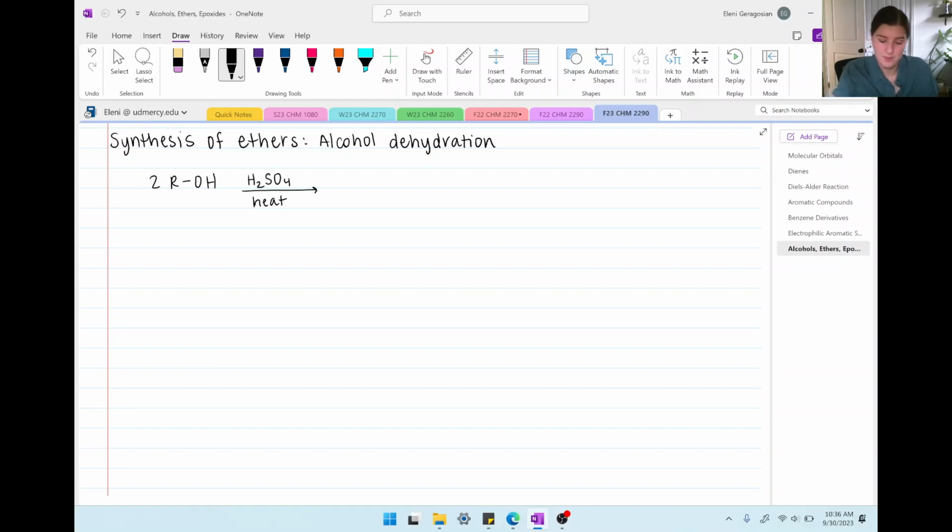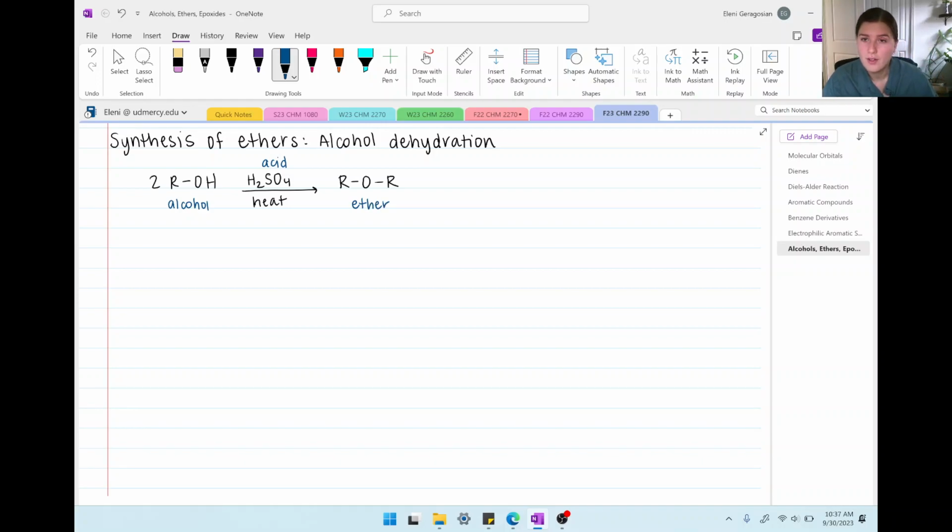If we have 2 ROH, so 2 alcohols, what ends up being produced in this reaction is an ether where the R groups come from the 2 alcohols. So the same R group from 2 different alcohol molecules will become the 2 R groups in the ether. So we have alcohol, acid, and the ether.